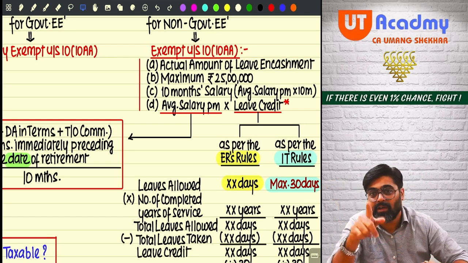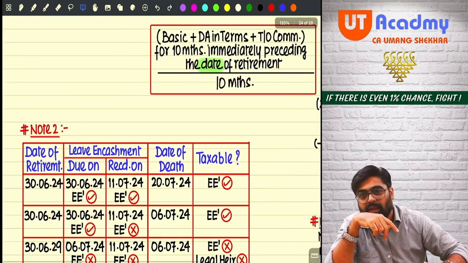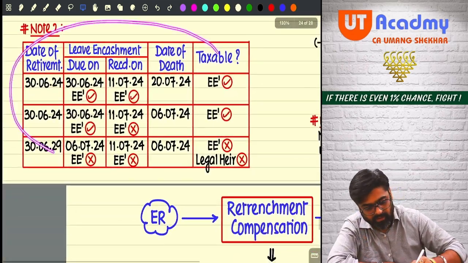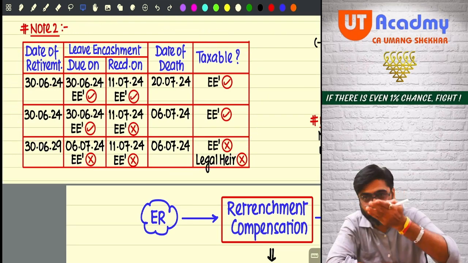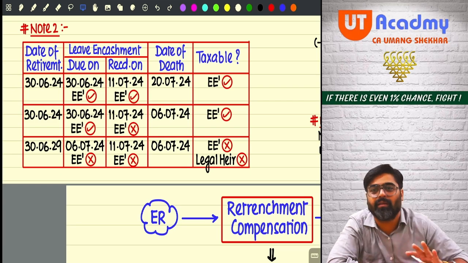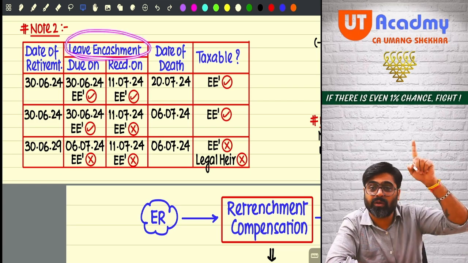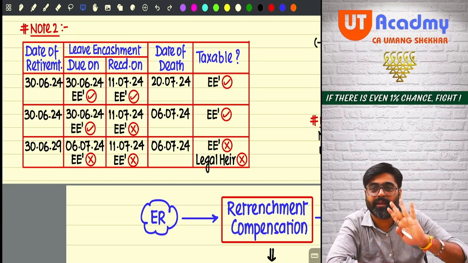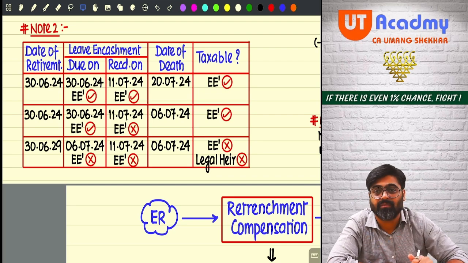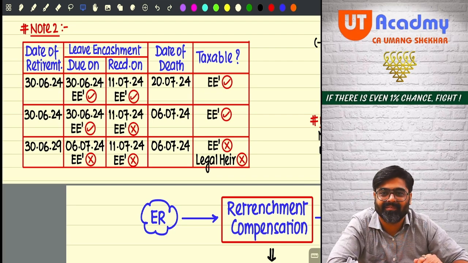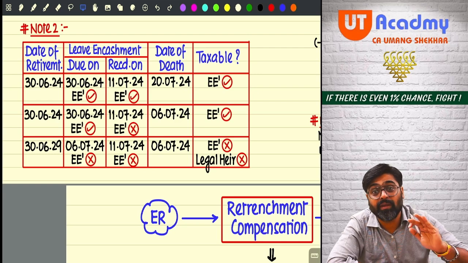Yes or no? Now, did I explain this type of thing in gratuity? Same table I explained, no? Same table I took here also. Same table, copy paste. I just changed this. There I wrote gratuity, here I am writing leave encashment. Every single thing is the same. Even the dates are the same. You can check. Understood? This is the end of leave salary.